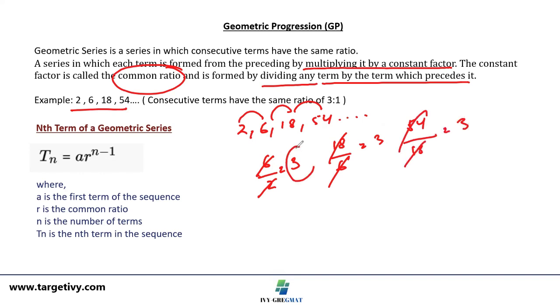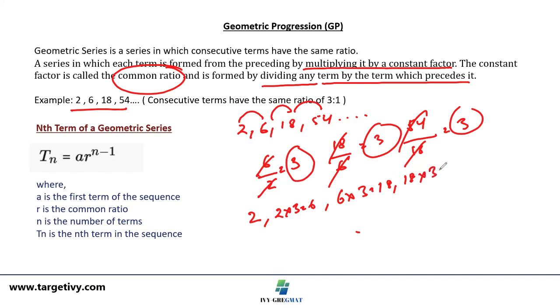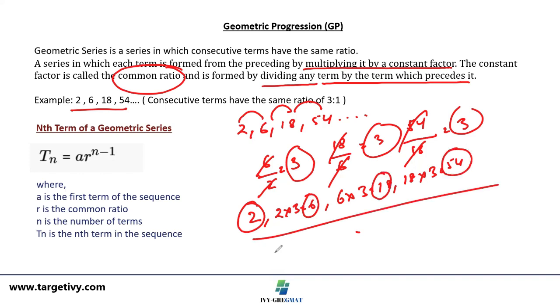So this 3 is the number which has been multiplied multiple number of times. So it is basically 2, followed by 2 multiplied by 3, which is 6, followed by 6 multiplied by 3, which is 18, which is followed by 18 multiplied by 3, which is 54. So the sequence that has been formed is when the first number was multiplied by a constant number. Every consecutive number was multiplied by a constant number. So we arrived at a beautiful formula.